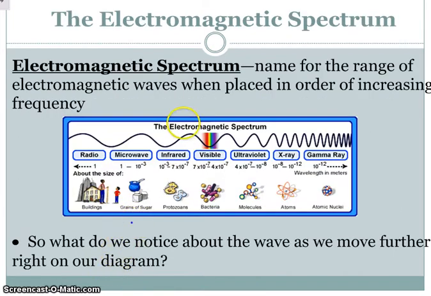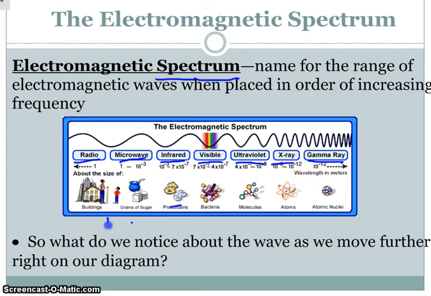Now, the electromagnetic spectrum is called a spectrum for a very particular reason, because it encompasses more than just one type of electromagnetic wave. We have many types, and tonight we're going to learn about all of those types. We have radio, microwave, infrared, visible light, ultraviolet, X-ray, and gamma rays.